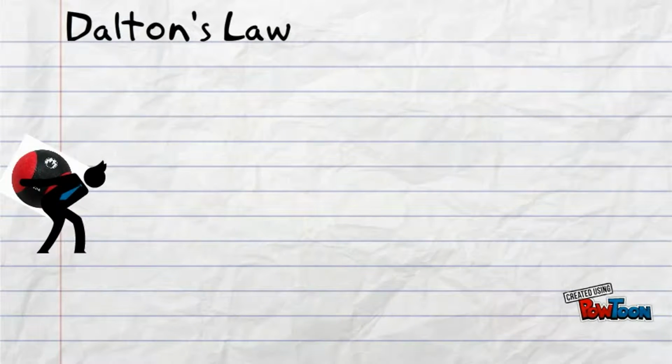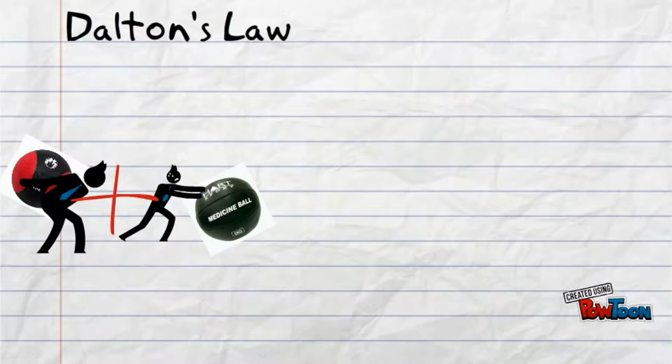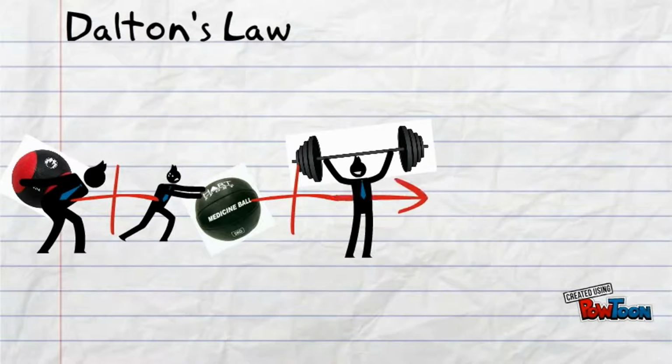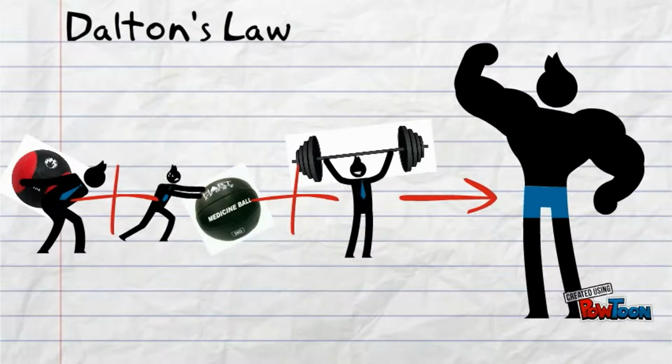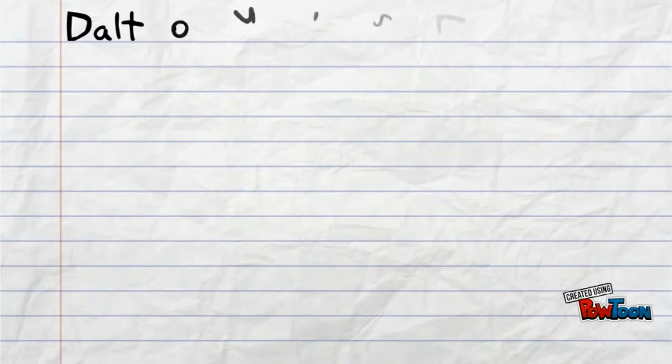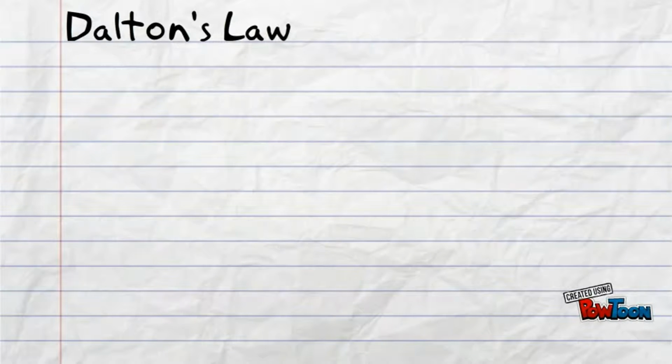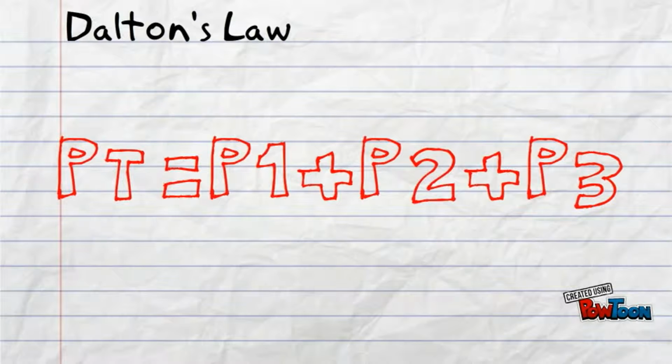Dalton's law of partial pressure states that the total pressure of a gas mixture is the sum of partial pressures. This law is used to determine the individual pressures of each gas present in a combination of many gases. In an equation, this is stated as Pt is equal to P1 plus P2 plus P3. Pt is the total pressure, and P1, P2, and P3 are the amounts of partial pressures.